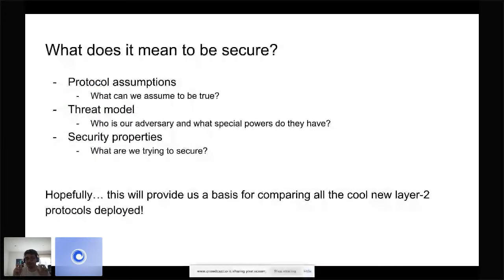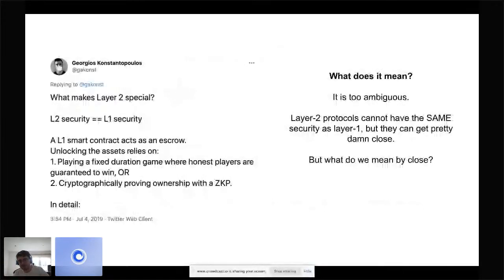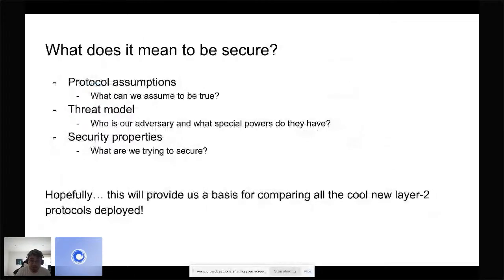And what you'll learn is because it's close, there'll be a spectrum of different solutions to this. So what does it mean to be secure? Well, first, what we need to remember is, what are the protocol assumptions? What do we assume to be true? What's the threat model? Who is our adversary? And what are their special powers? How can they try to break the system? And finally, what are the security properties? What are we trying to keep secure?